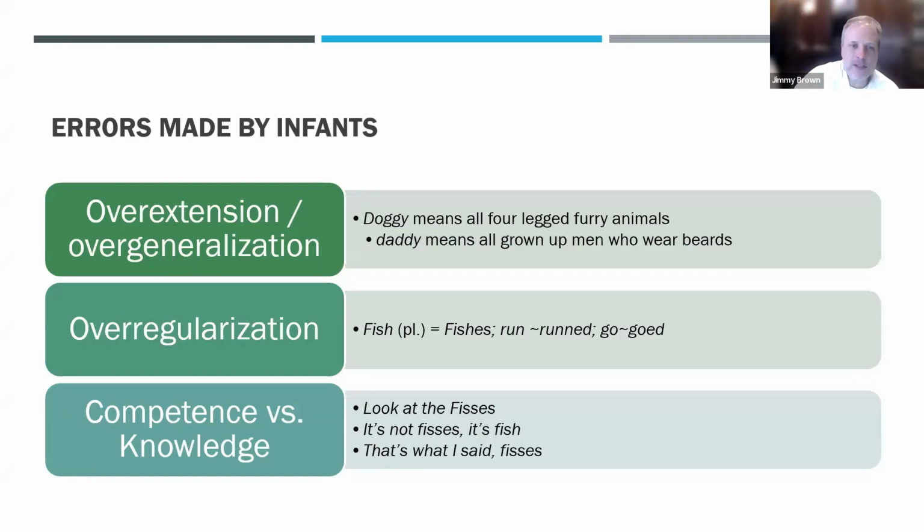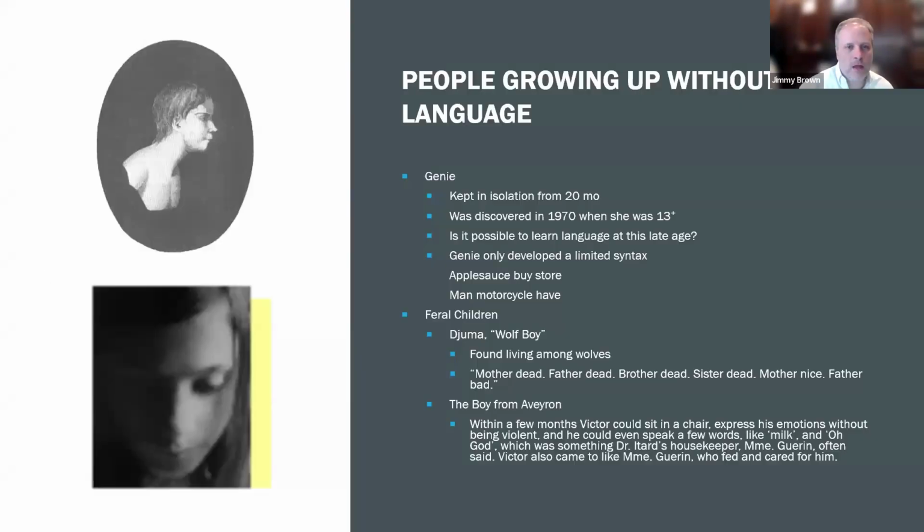Errors made by infants. Thinking the word doggy refers to any four-legged animal. Thinking if their father has a beard, the word daddy refers to any man with a beard. Instead of saying go, saying goed. Look at the fishes. Not fishes, fish. Listen, that's why I said fishes. Very common things little kids do. Anybody who's got parents, this should be very common.